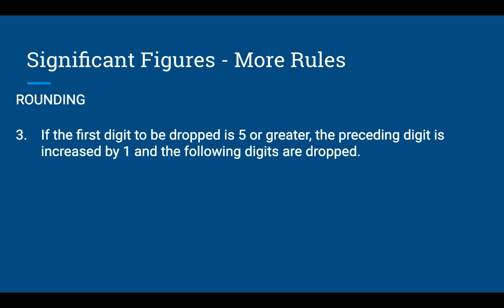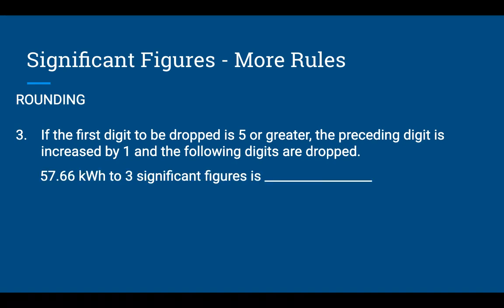If the first digit to be dropped is 5 or greater, then you increase the preceding digit by 1 and then drop the rest of the digits. So here's an example, 57.66 kilowatt hours. We want to express that to 3 significant figures. So we keep the 5 and the 7, and then the 6 is going to be our last digit. But then we look ahead at the next 6. It's greater than 5, which means we need to round up the first 6 to 7. So it's actually 57.7 kilowatt hours.